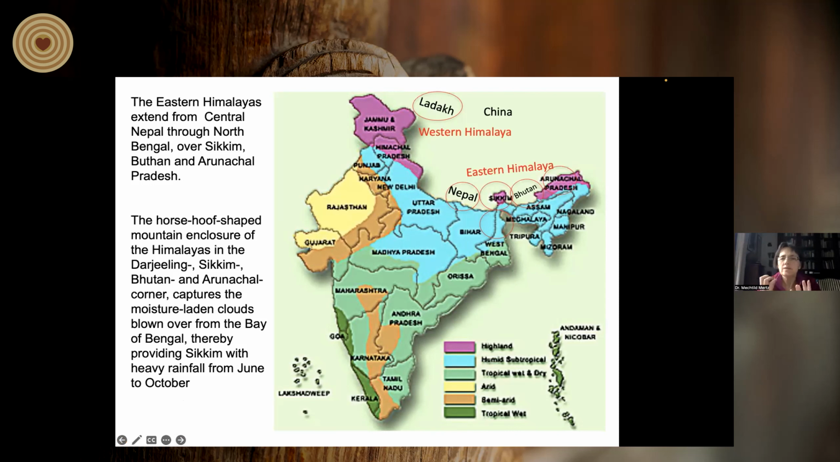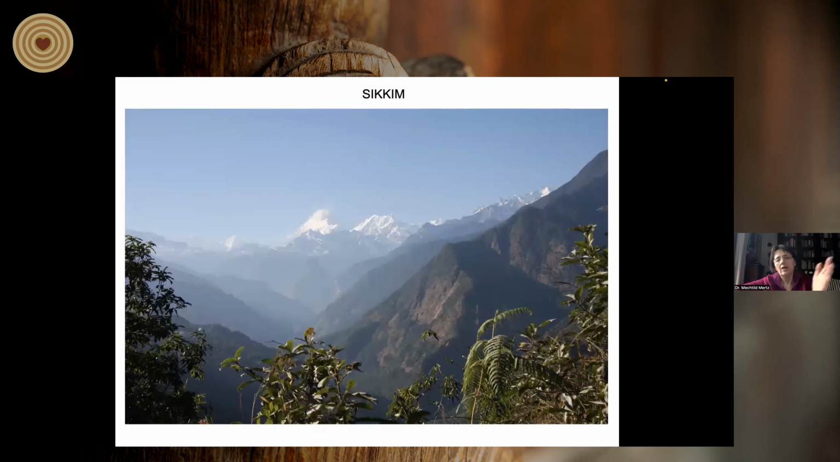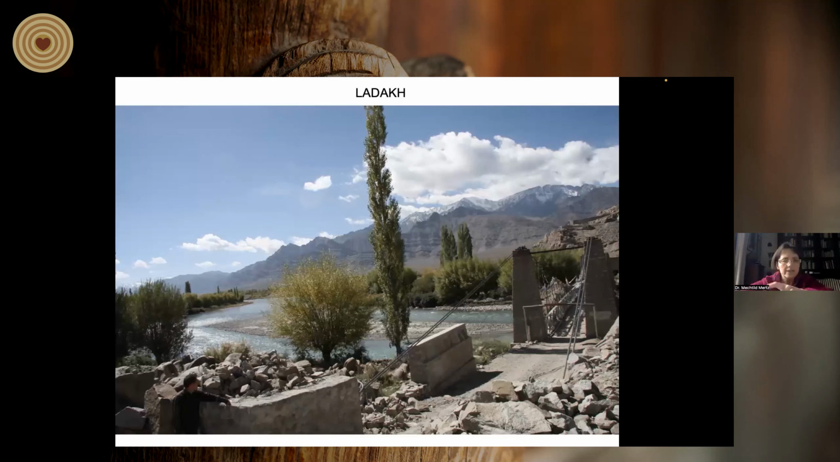And I took samples from the two sides, from Sikkim and from Ladakh. And the tree species are quite different. So here you have a view over the eastern Himalaya, Sikkim, and here the western Himalaya, which is along the river, the Indus River.